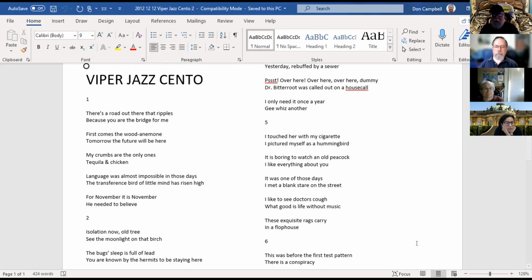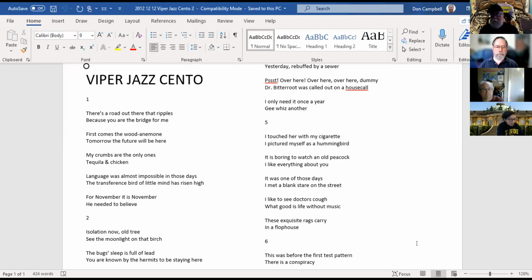There's a road out there that ripples because you are the bridge for me. First comes the wood anemone. Tomorrow, the future will be here. My crumbs are the only ones, tequila and chicken. Language was almost impossible in those days. The transference bird of little mind has risen high. For November, it is November. He needed to believe.